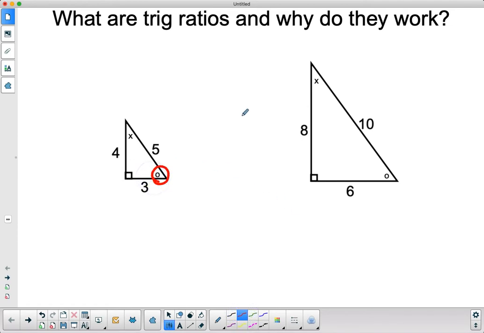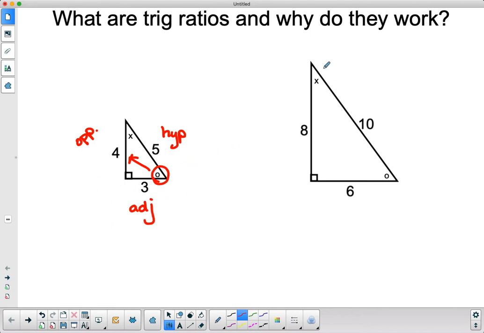From this angle, we're going to call this side over here opposite, because it is directly across the triangle from the angle we're talking about. This side length here is called the adjacent. Adjacent means right next to, which means that it's touching. So we've got opposite and we've got adjacent. And then this side here is across from the right angle. So the same as it was with Pythagorean theorem, we're going to call that the hypotenuse.